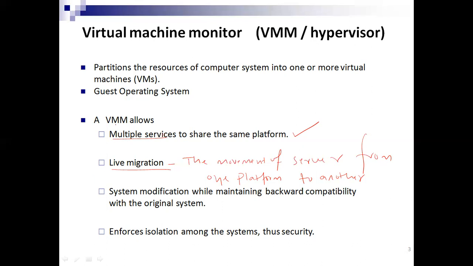Apart from this, the virtual machine monitor also allows system modification while maintaining backward compatibility with the original system. Next, the virtual machine monitor enforces the isolation among the system, as I told you, to provide security. So this is the important concept which is relevant to the virtual machine monitor.